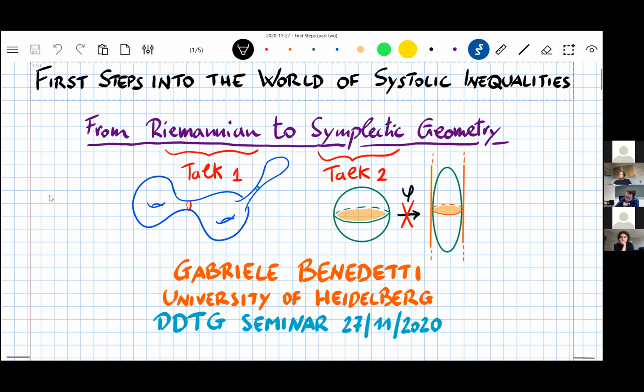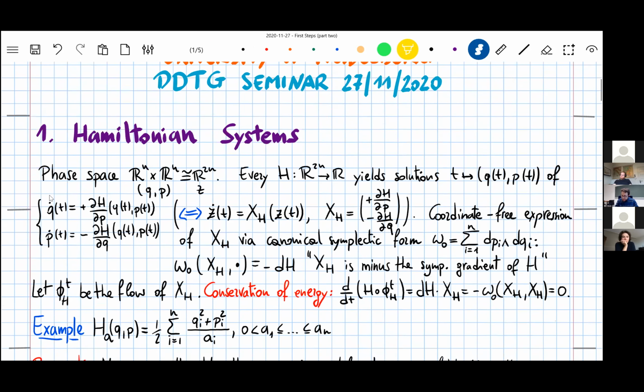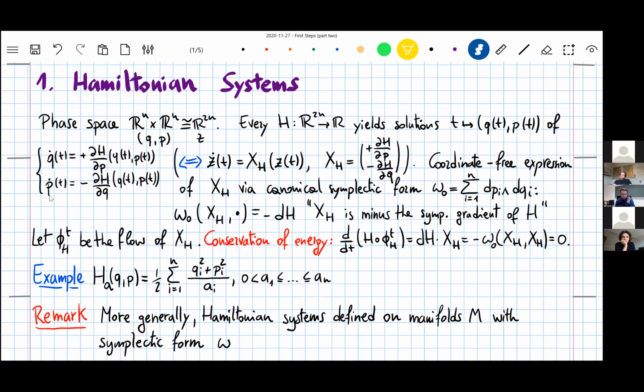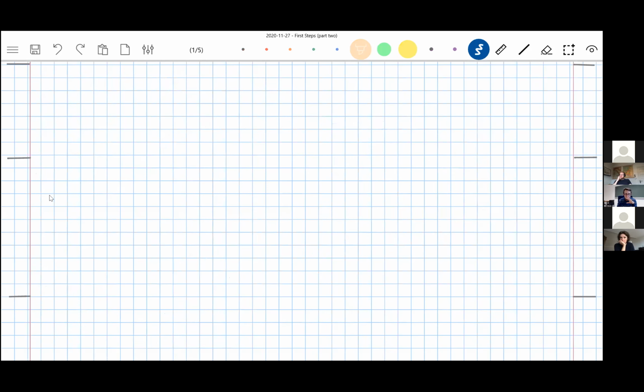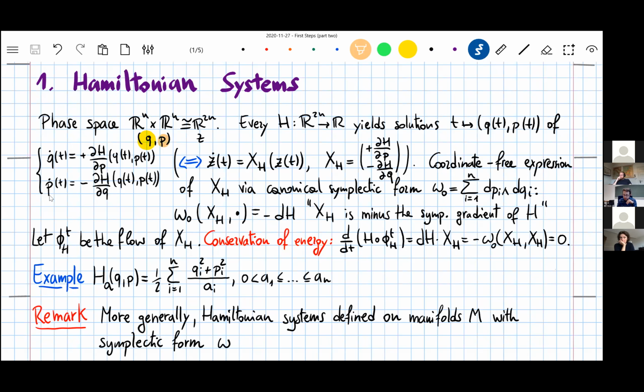Okay, so let's then get started. I will start by recalling some basic facts about symplectic geometry and Hamiltonian systems that we will use in the following. So we will start very simple with Hamiltonian systems in a standard phase space. So we are considering here a space of position and momenta, which we can think now in n dimensions. So if you want, you can also take n equal to 2, but what we will say will work in any dimension.